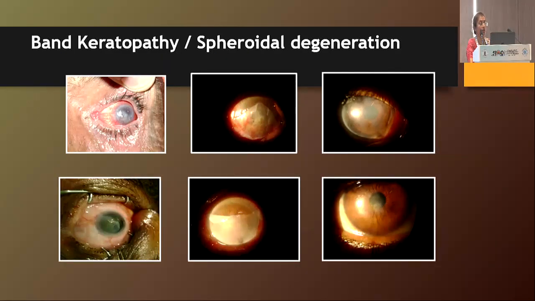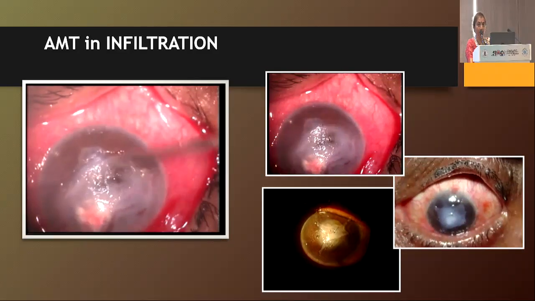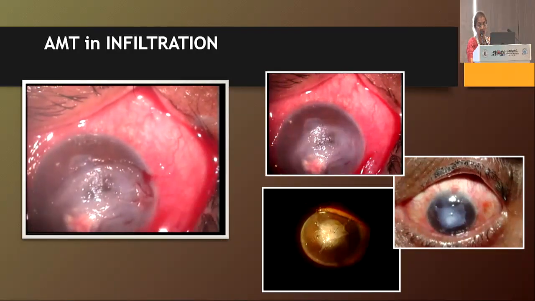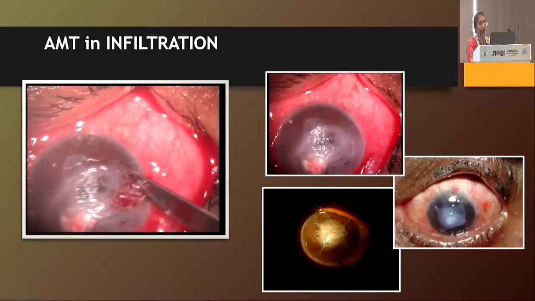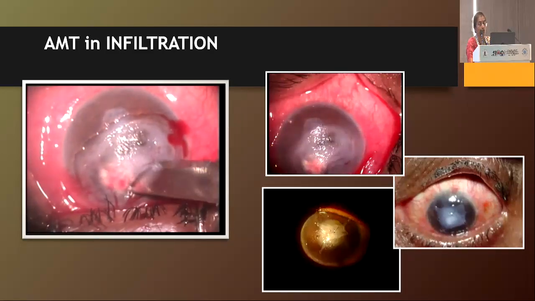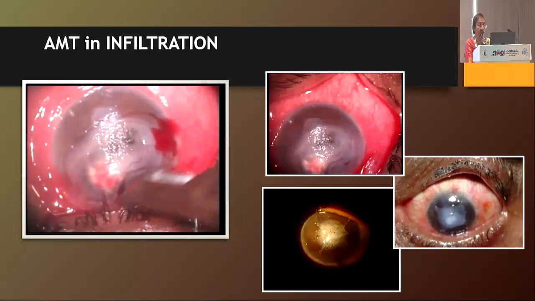So these were cases with spheroidal or band-shaped keratopathy, where you just scrape this pathology and put the amniotic membrane, and you can get a definite decrease in the corneal haze and improvement in the vision. So this work was also published. In cases with refractory infectious keratitis, where the corneal ulcer is not responding to medical therapy, here also you can put the amniotic membrane, and because of its properties, it helps in healing of such types of refractory corneal ulcers.